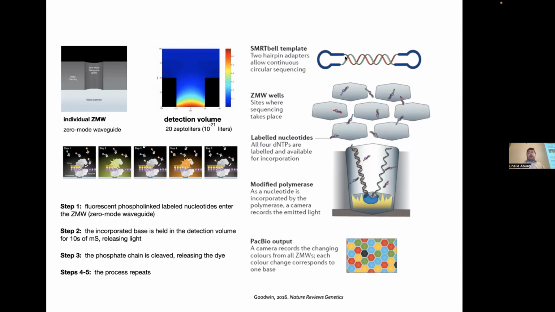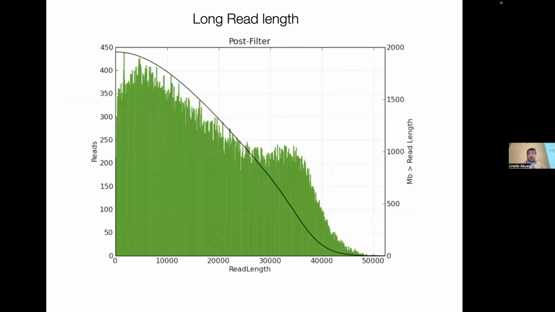So you have this particular library they call SMRTbell library with 2 hairpins on each side. I will go into that later. And each well will have 1 polymerase bound onto this SMRTbell, and it will sequence in a circle. I'll show you. So the read length is what we're talking about. Illumina will be 250 base pair, sorry. Oh, this is 40 kb, 50 kb long. Almost. So very, very processive type of sequencing.